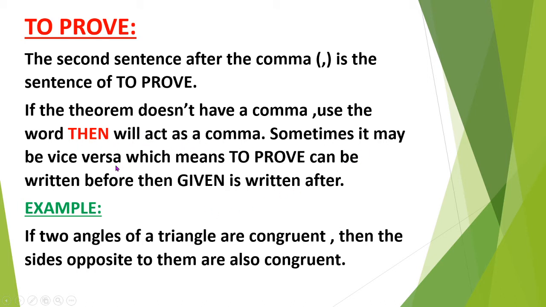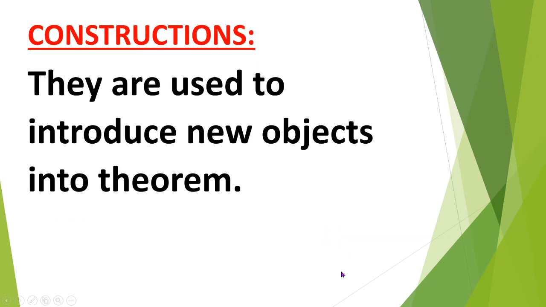Sometimes it may be vice versa, which means to prove can be written before, then given is written after. As in this example, this is the statement of a theorem. If 2 angles of a triangle are congruent, comma, then sides opposite to them are also congruent. As you can see, here is the comma and then is written after there. So this is the portion of given and this is the portion we have to write under the heading of to prove.